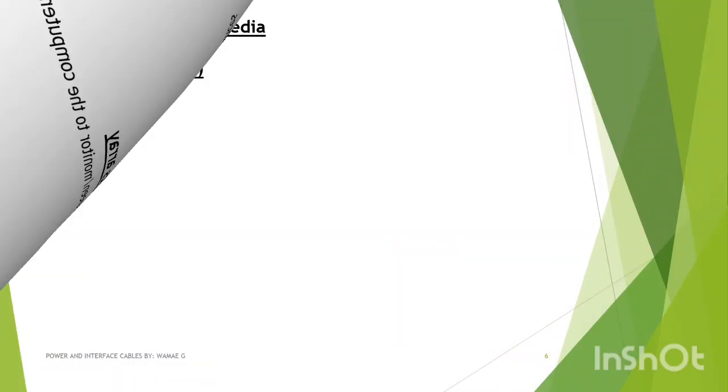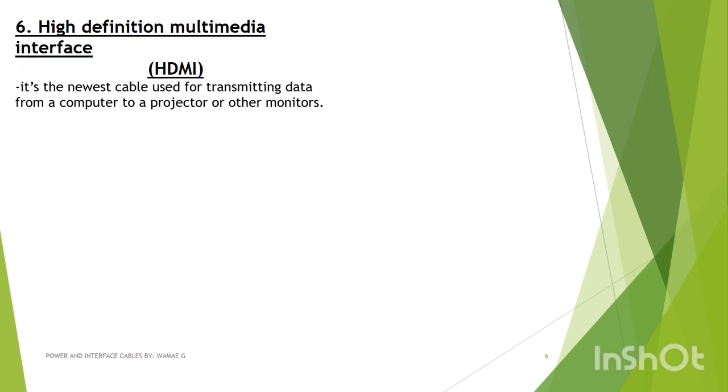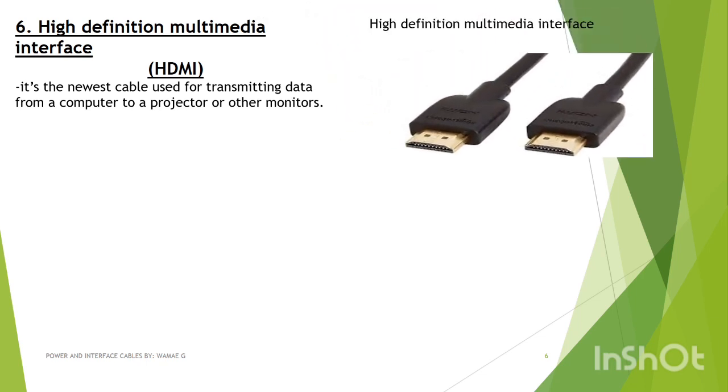My dear viewer, we go to number 6, High Definition Multimedia Interface, commonly known as HDMI. It's the newest cable for transmitting data from a computer to a projector, a TV, or other monitors that you may think about. Actually, the machines that are coming now are coming with HDMI ports. That's the photo of an HDMI cable.